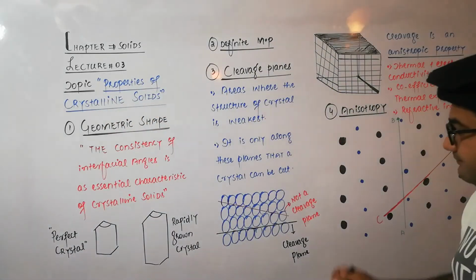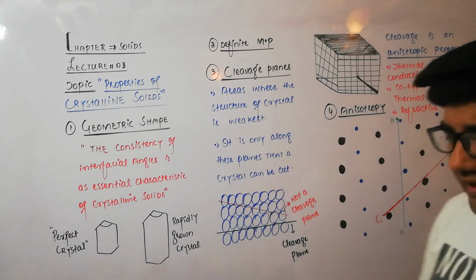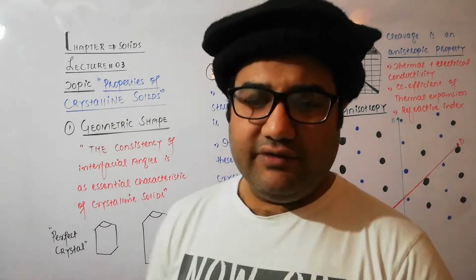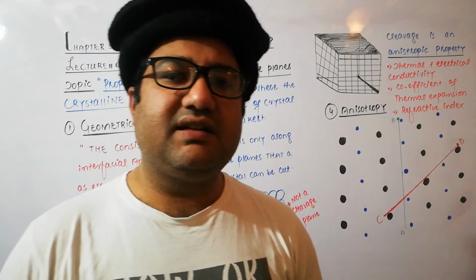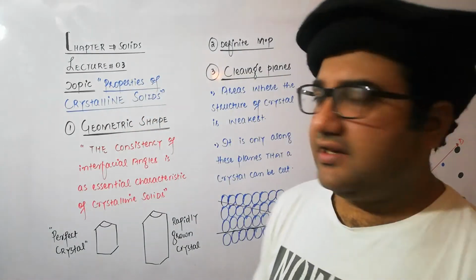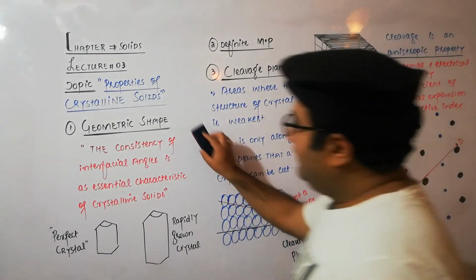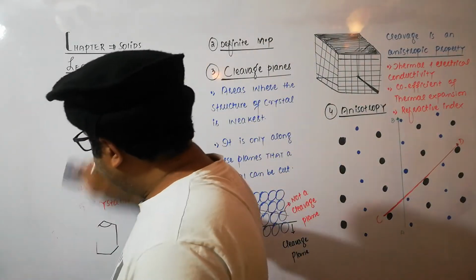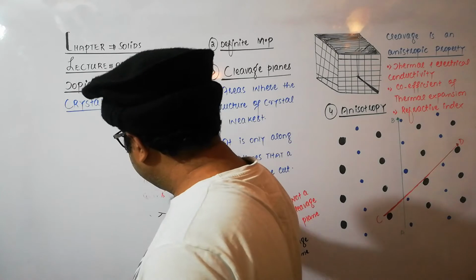In the same way, the crystals cannot be cut in any direction, in any plane. So if you change the direction, the cleavage planes also change. That is also an anisotropic behavior, and it is also an anisotropic property. Now let us discuss the next property.